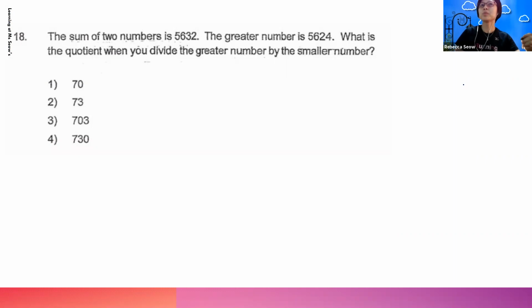So let's read the question. The sum of two numbers is 5,632. Greater number is 5,624. What is the quotient when you divide the greater number by the smaller number? So I'm going to give you about a minute to work out the answers to this question, and we'll discuss it in a short while.